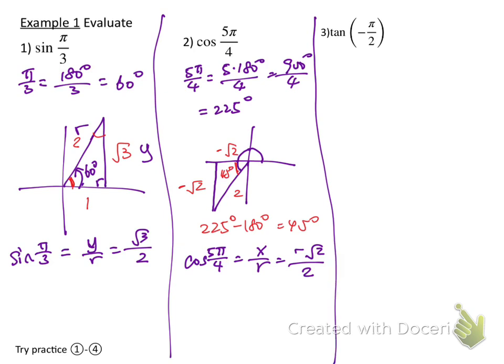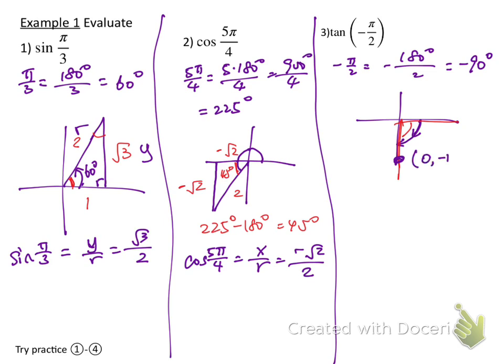Last, negative pi over 2, taking tangent. Negative pi over 2 is negative 180 degrees over 2, which is negative 90 degrees. It's a negative angle, so I start rotating this way for 90 degrees. And this is the angle I'm having, okay? I pick the point on my terminal side, and that would be 0, negative 1. So my x is 0, my y is negative 1. Tangent is y over x, which is negative 1 over 0.